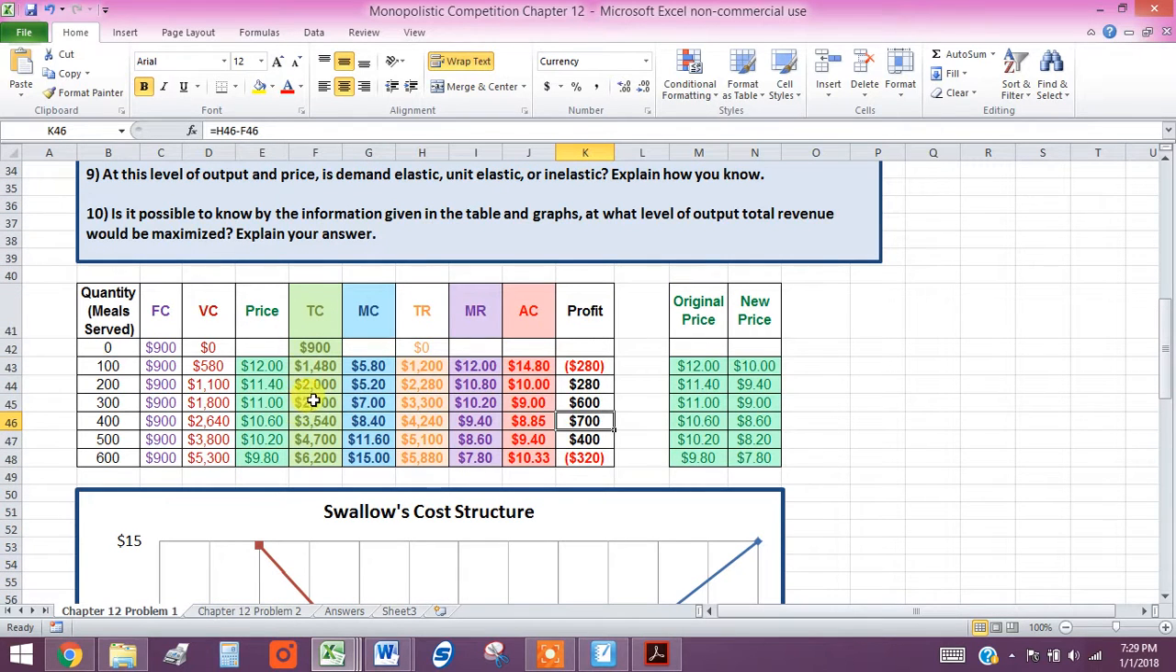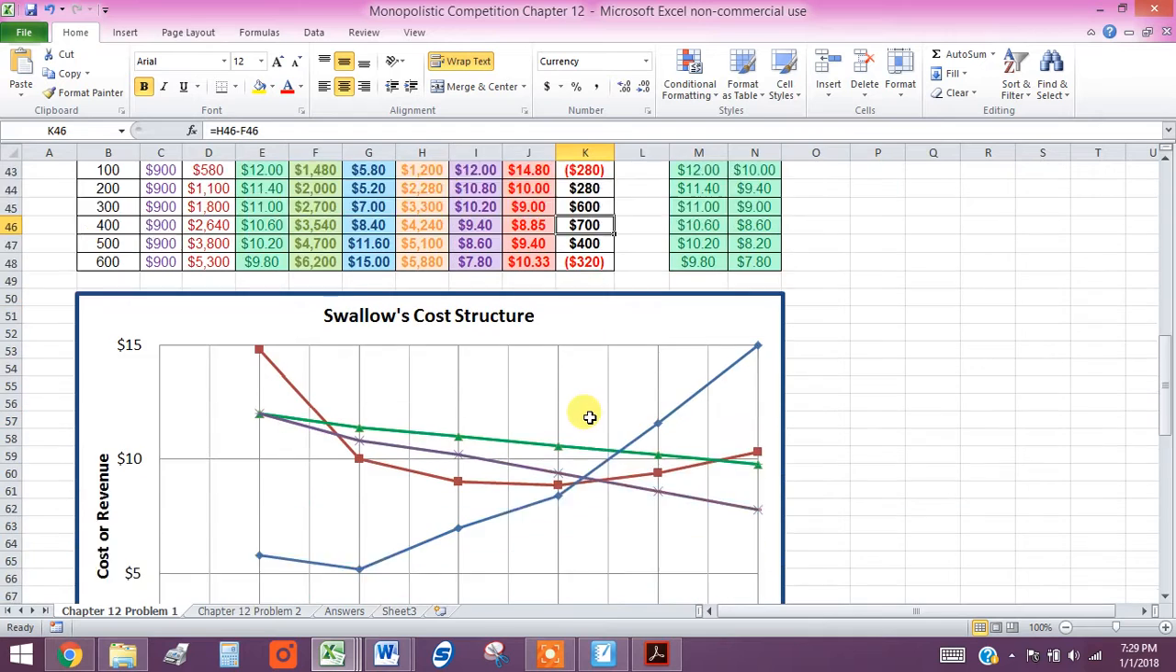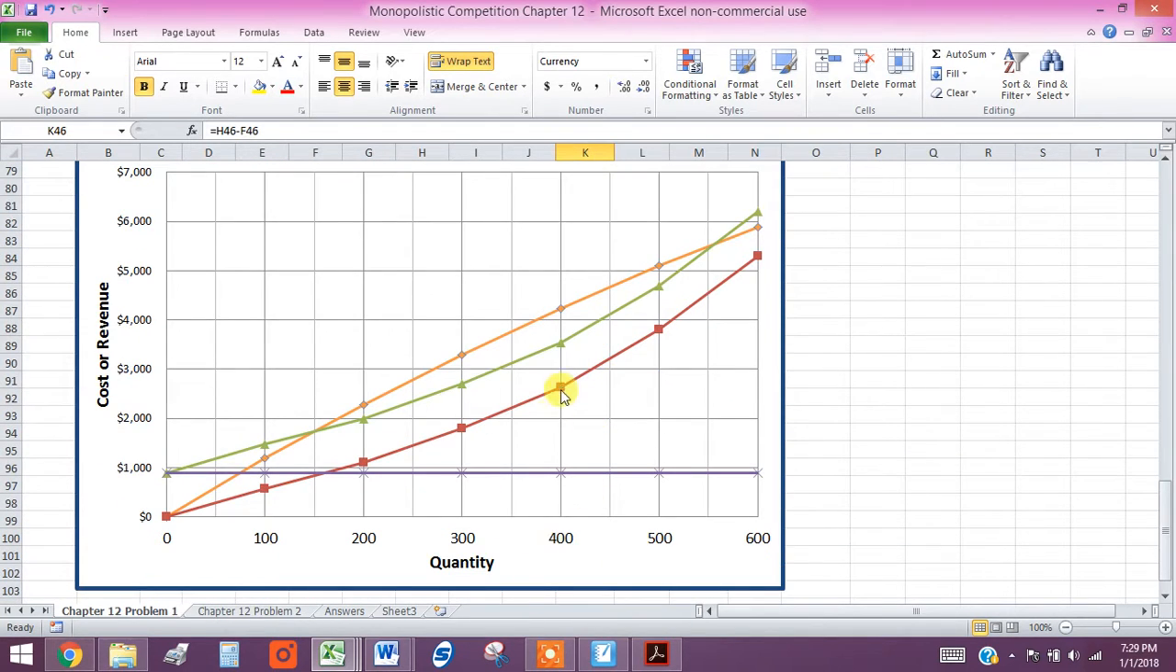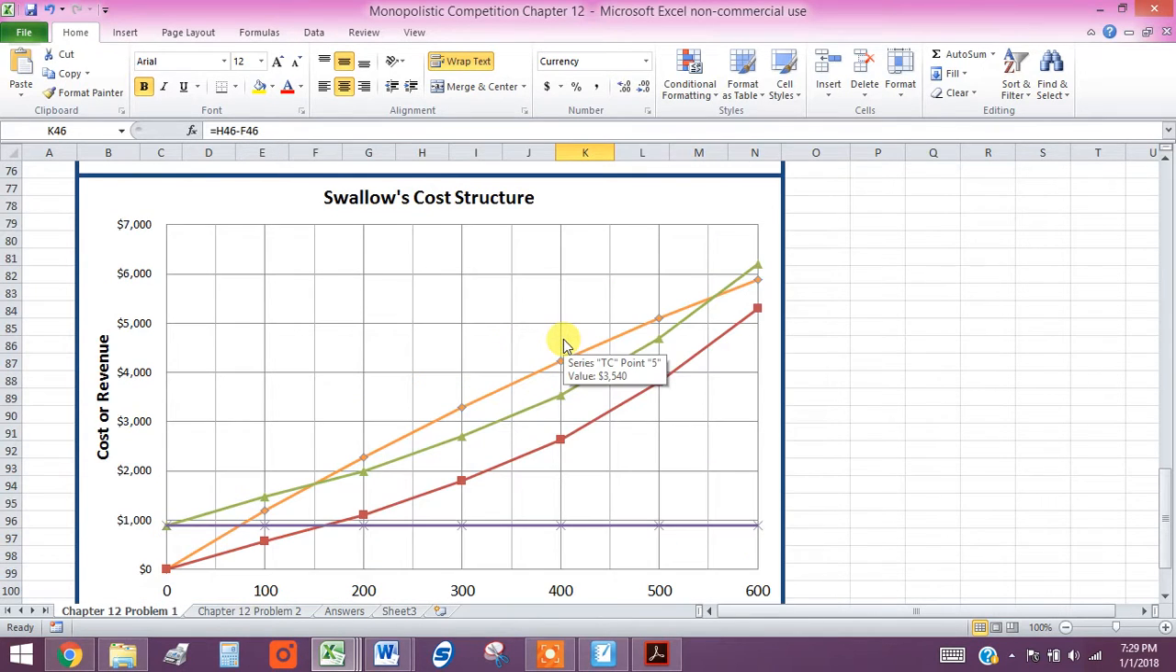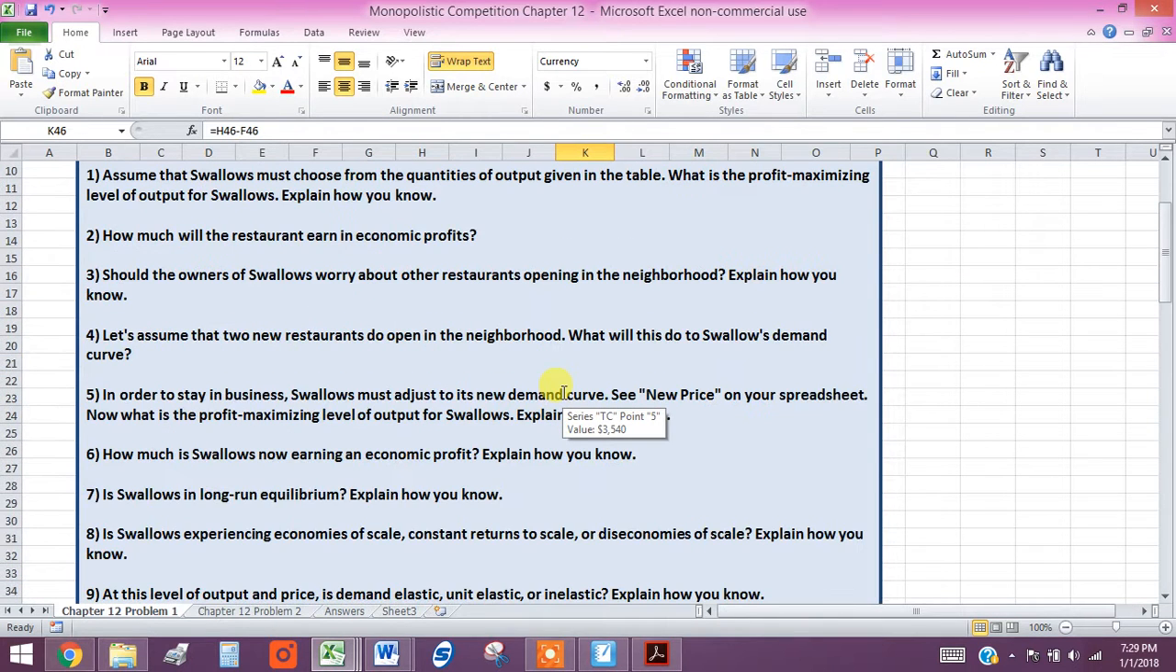Total cost is in green, and here you can see that 4,240 minus 3,540 is 700, and that is shown on the graph at an output of 400 right here. The difference between your total cost in green and your total revenue in orange, where it's bowed out the most, is the point where they're going to operate for maximum profit. Okay, now number three.